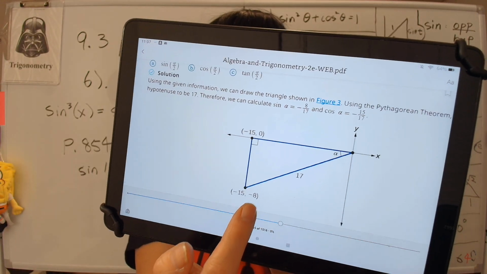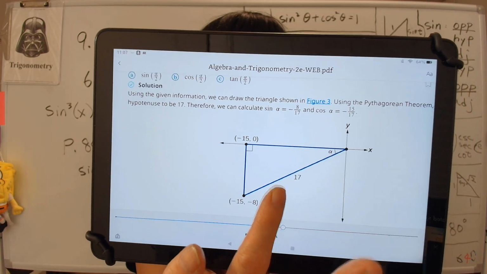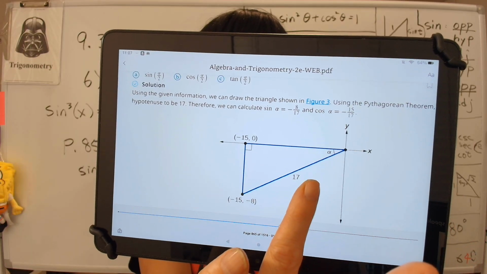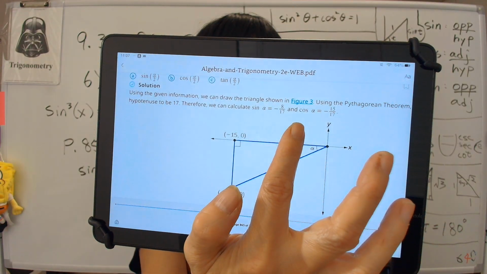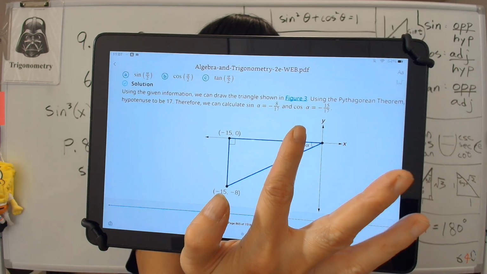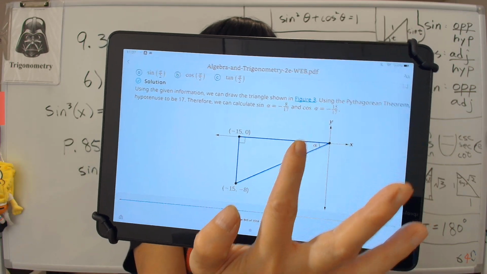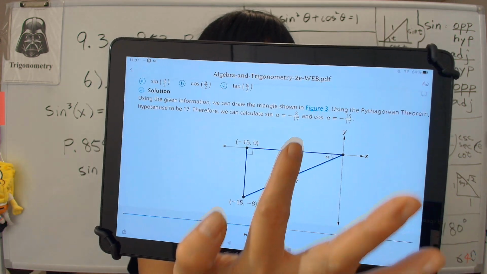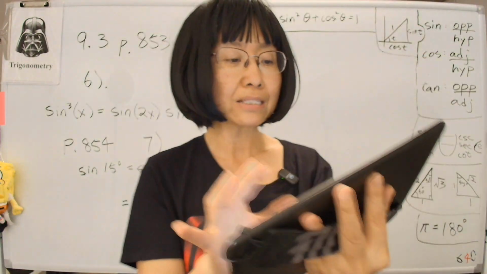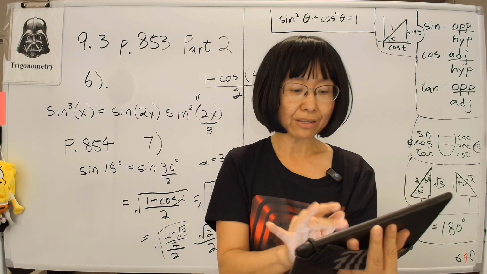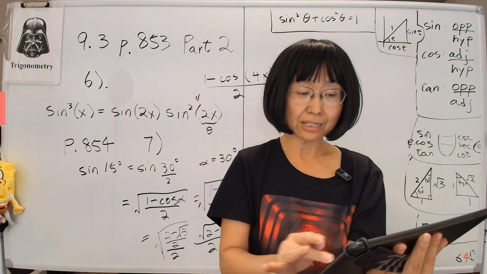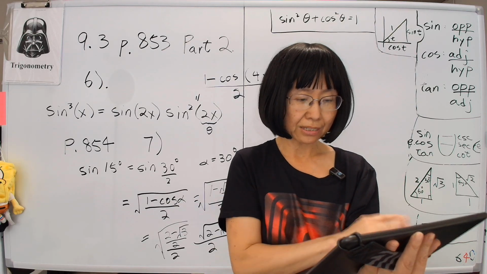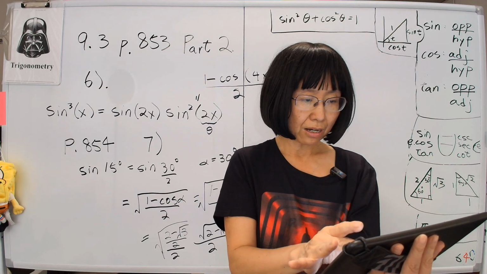So if alpha is in quadrant 3, then the half angle will be in quadrant 2. So you have to watch out. In quadrant 2, the y value is positive, so the sine is positive, but the cosine is negative, and the tangent is also negative. That's the only part you have to watch out for. Otherwise, please do example 8 yourself, okay? The book gives a detailed explanation of how it's done if you need any help. So that's example 8. Next, let's look at example 9.